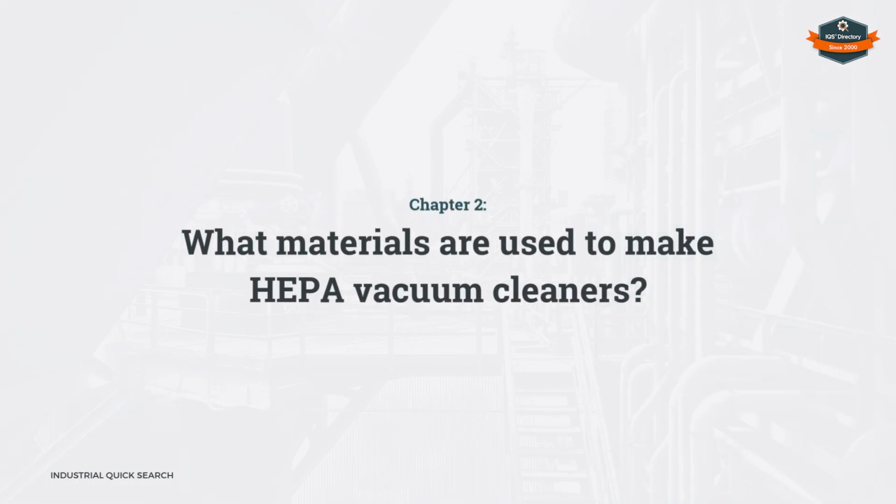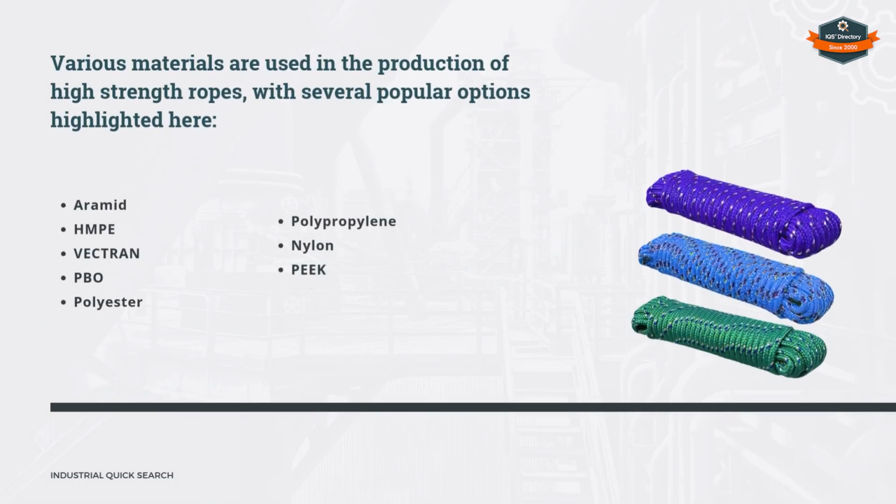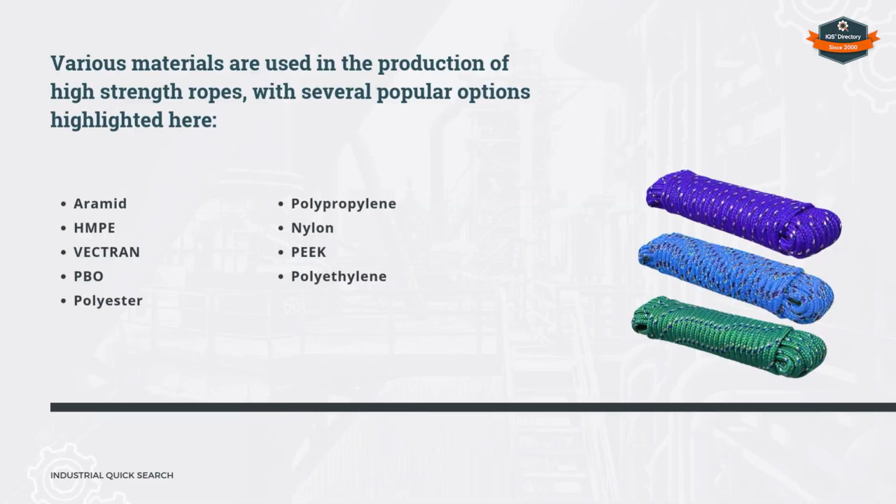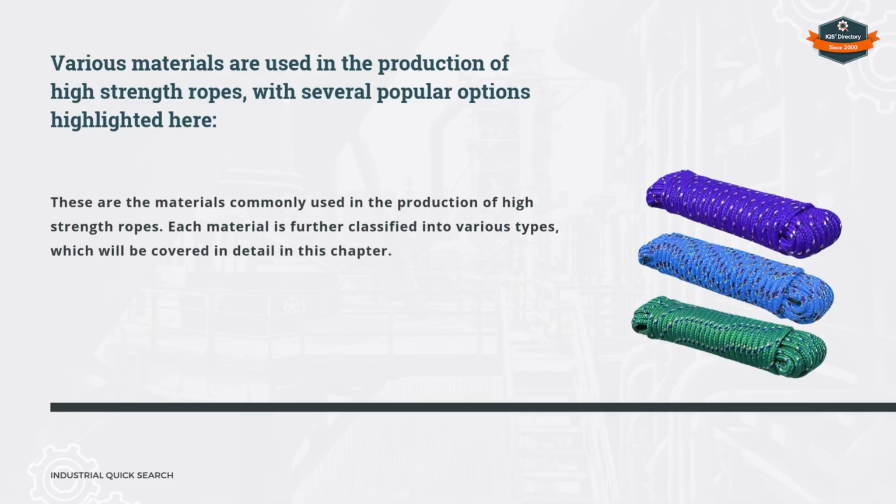Chapter 2. What materials are used to make high-strength ropes? Various materials are used in the production of high-strength ropes, with several popular options highlighted here. These are the materials commonly used in the production of high-strength ropes. Each material is further classified into various types, which will be covered in detail in this chapter.